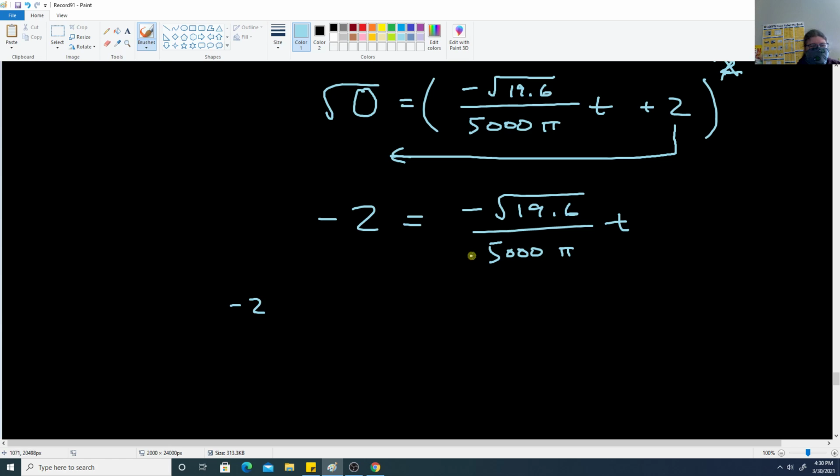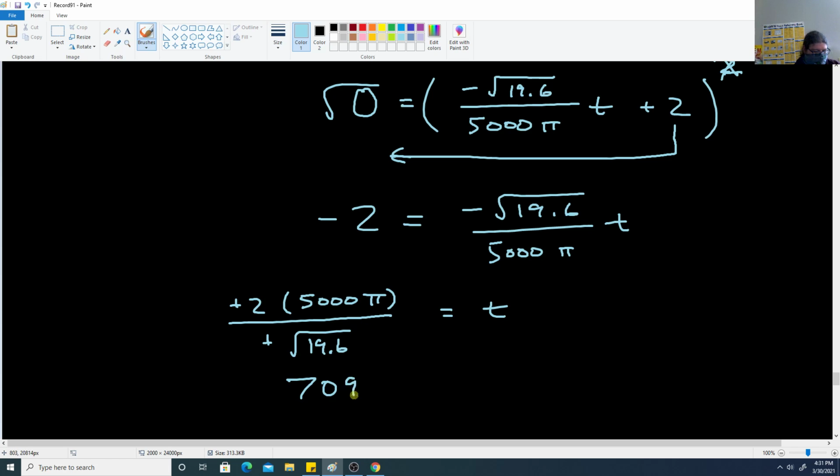So now I have the negative 2. I need to get the t by itself, so I need to multiply the 5,000 pi across, and I need to divide the negative square root of 19.6 across. That'll equal t. Negative over negative is positive. And now we'll finally type this into the calculator and see what we end up with for our time. So I get 2 times 5,000 pi divided by square root of 19.6. And that ends up giving me 7096.134 seconds.